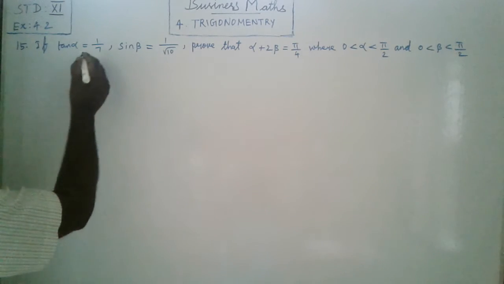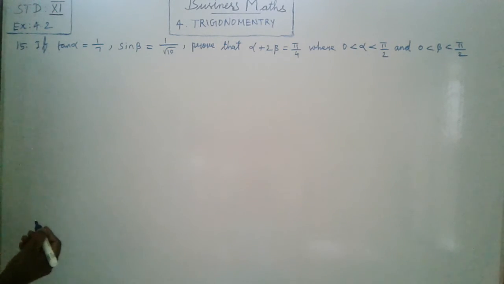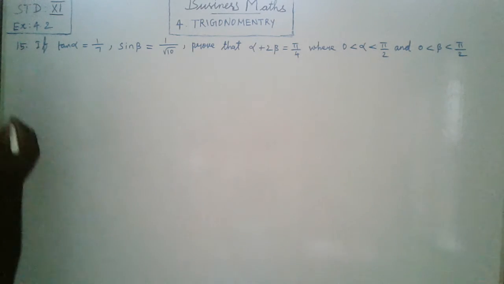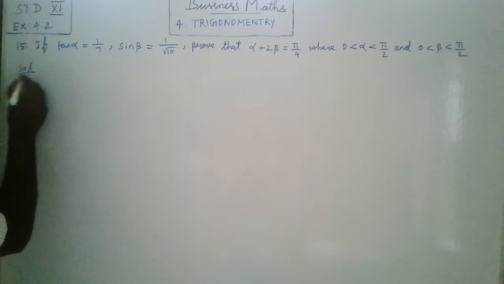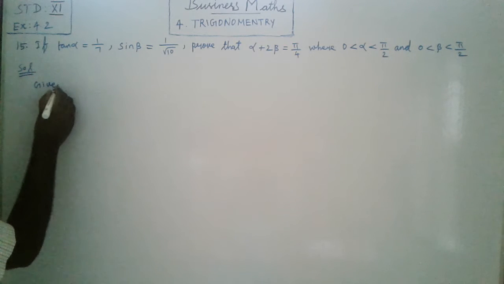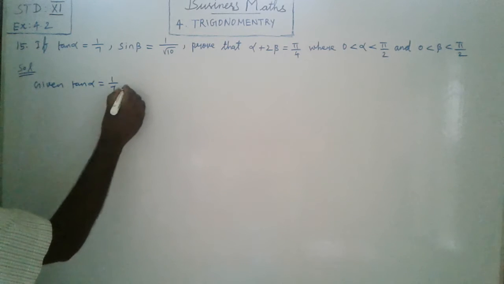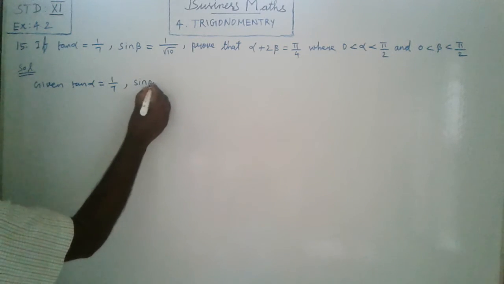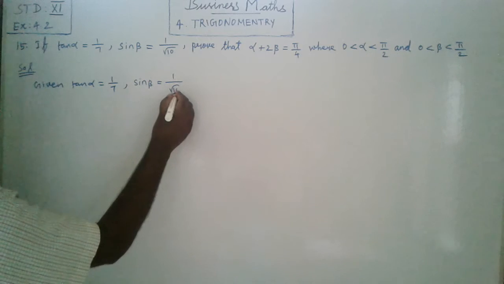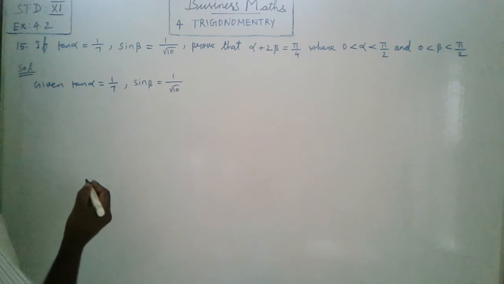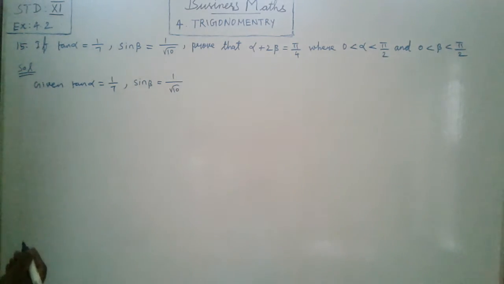Number 15. If tan alpha equal to 1 by 7, sin beta equal to 1 by root of 10, prove that alpha plus 2 beta equal to pi by 4, where 0 less than alpha less than pi by 2 and 0 less than beta less than pi by 2. Solution: given tan alpha equal to 1 by 7 and sin beta equal to 1 divided by root of 10, prove that alpha plus 2 beta equal to pi by 4.